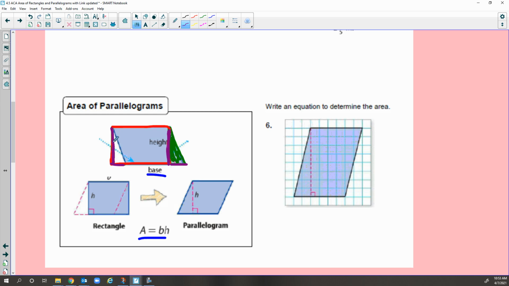It's not the tilted side. The tilted side is going to be too long. We don't want that. No, no, no, not the tilted side. Do not use that one. It's there to trick you.